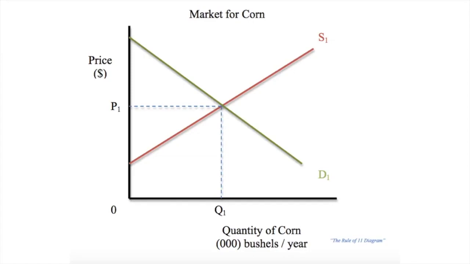When you sit down to answer any of these questions, think about where the story begins. Well, in this case, the story begins with the market for corn. Price, in a currency, P1, 0, Q1, the quantity of corn, or whatever product it is, in thousands of bushels, whatever unit you think's best, per year, D1, S1, and of course the market for corn.